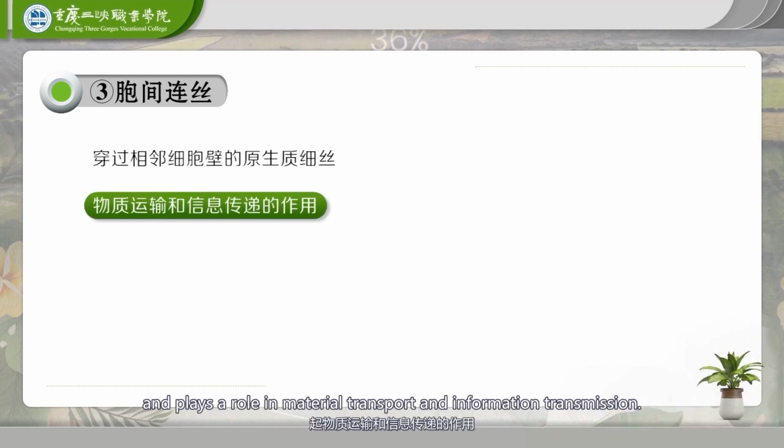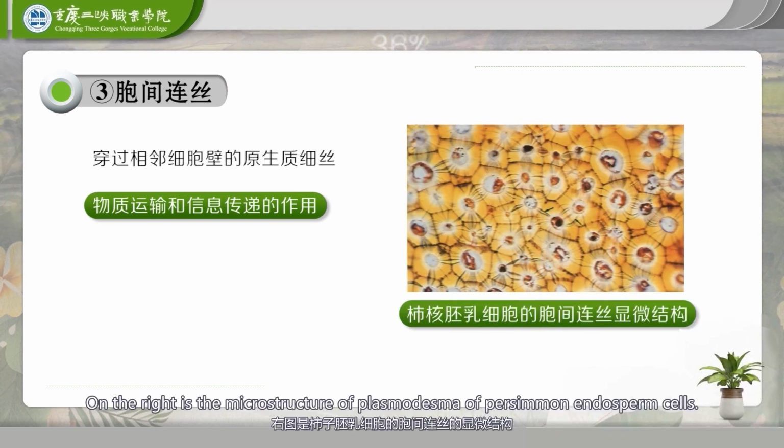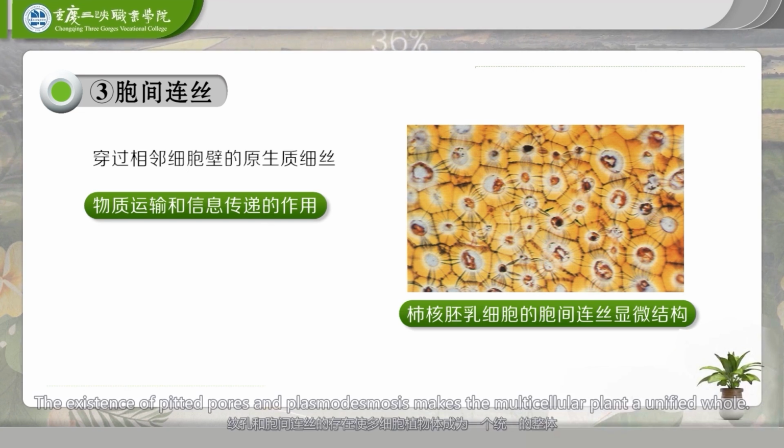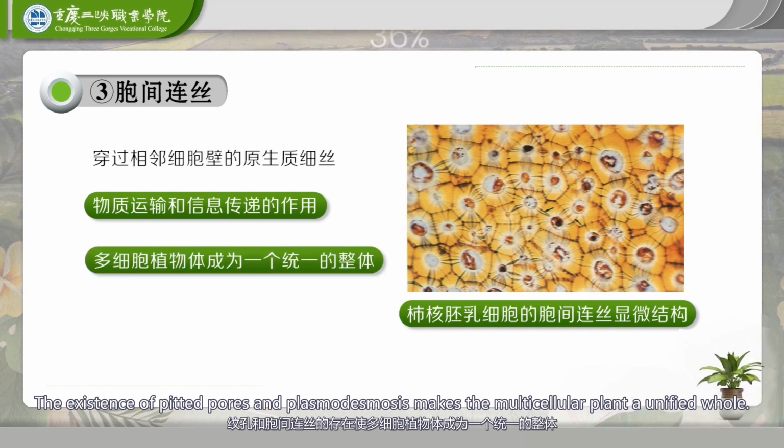The third, plasmodesma, is a protoplasmic filament that crosses the adjacent cell wall and plays a role in material transport and information transmission. On the right is the microstructure of plasmodesma of persimmon endosperm cells. The existence of pits and plasmodesmata makes the multicellular plant a unified whole.